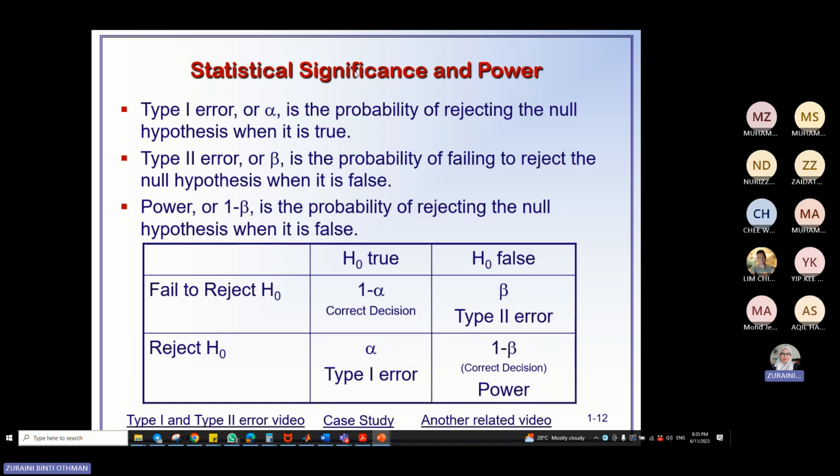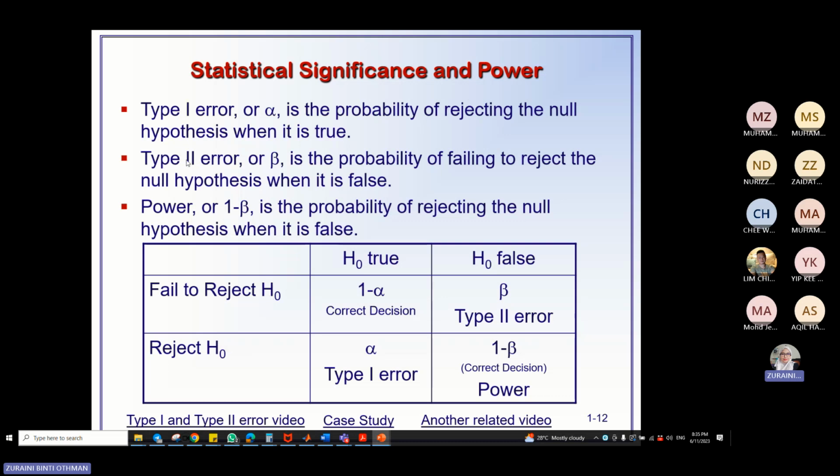Okay, in statistical significance and power. Okay, in here, we have type 1 error, which is alpha. Type 1 error alpha. Probability of rejecting the null hypothesis when it is true. Okay, H null is true, but it's rejected. Okay, in reality, it's reject H null.